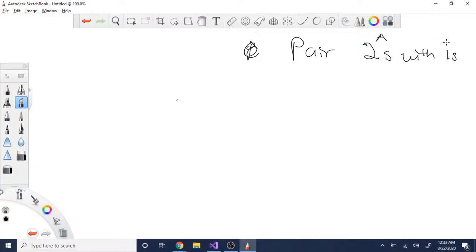So pair 2's with 1's, and then pair 1's with 0's. Then pair 0's with anything greater than 0. So this is my idea first. I don't know if it's right. So this would be like a greedy approach, I think.